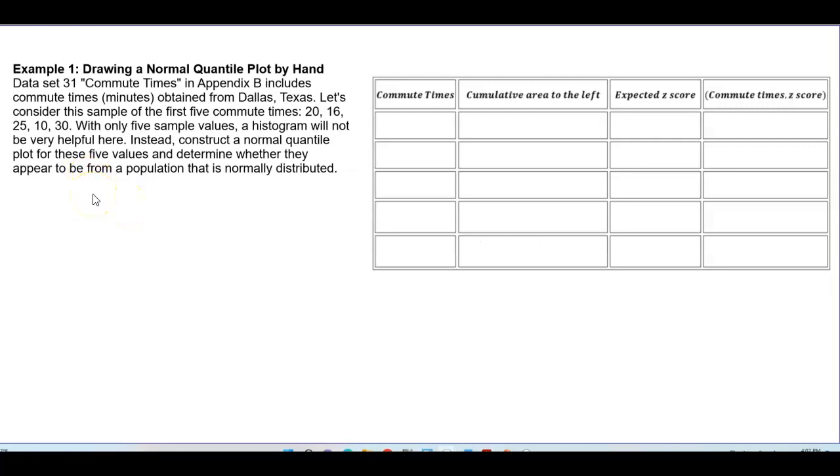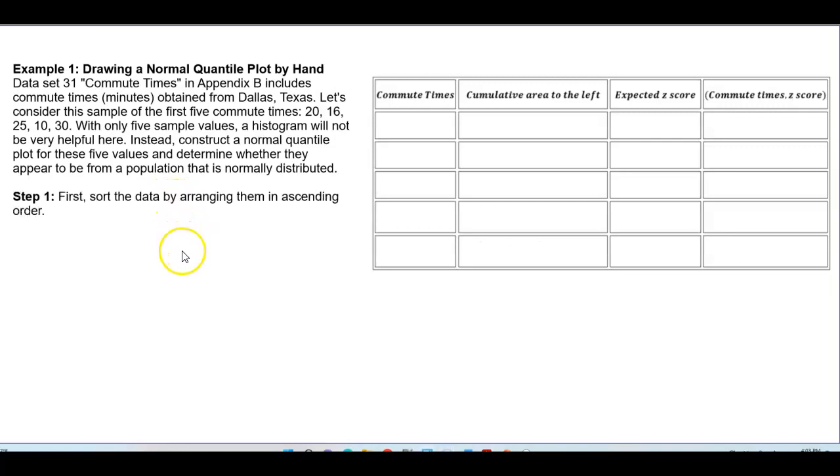Example 1. Drawing a normal quantile plot by hand. Data set 31, commute times in Appendix B, includes commute times in minutes obtained from Dallas, Texas. Let's consider this sample of the first 5 commute times: 20, 16, 25, 10, 30. With only 5 sample values, a histogram will not be very helpful here. Instead, we want to construct a normal quantile plot for these 5 values and determine whether they appear to be from a population that is normally distributed.